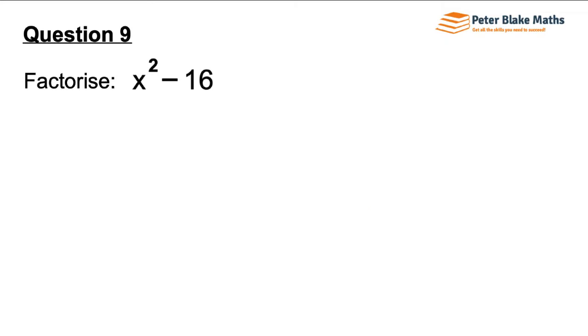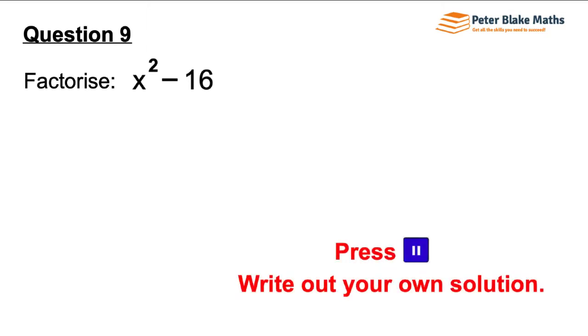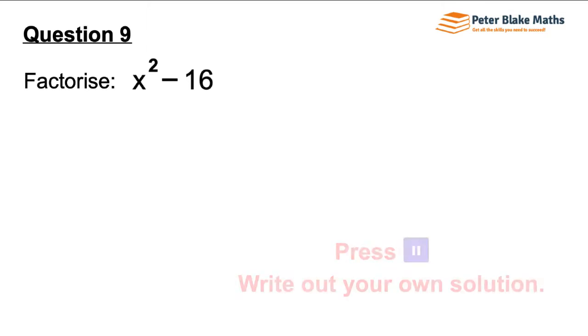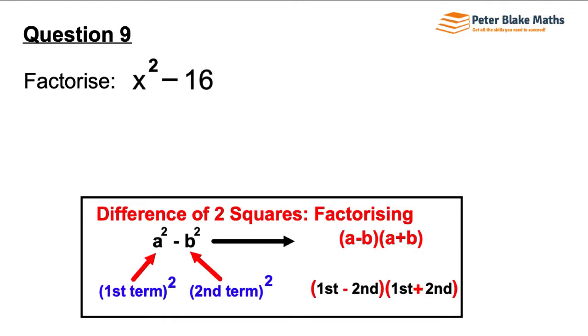Question 9. Factorise x squared minus 16. Alrighty, we have a difference of two squareds shortcut where if we can express the first term squared minus the second term squared, we can write it out as the first term minus the second term in one bracket and the first term plus the second term in the last bracket. So let's see what we can do.